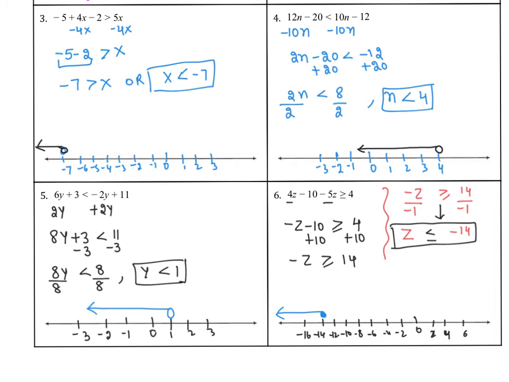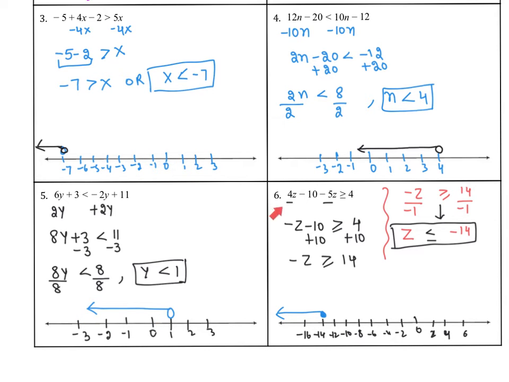For number 5, you're going to add 2y on both sides. You get 8y plus 3 less than 11. Subtract 3 on both sides, you get 8y less than 8. And then you're going to divide by 8 to get y by itself, so y is less than 1. Open circle on top of 1 and it's going to go to the less than direction, and that's your answer.